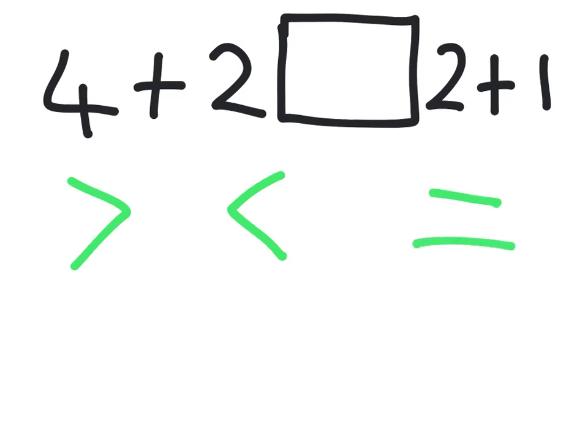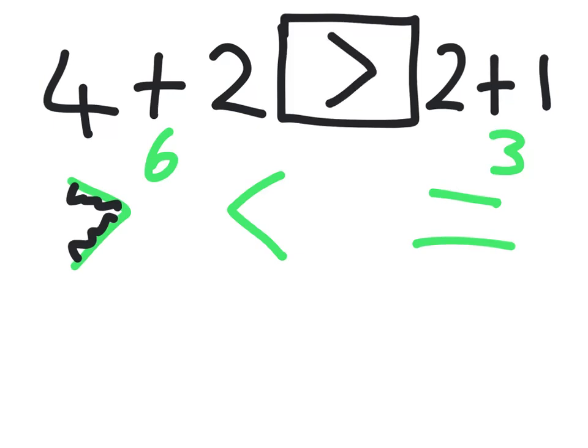Now we know that 4 add 2 is 6. 2 add 1 is 3. Is 6 more than or less than or equal to 3? It's more than, and remember that the alligator with its teeth always eats the bigger number. So 4 plus 2 is more than or greater than 2 plus 1.